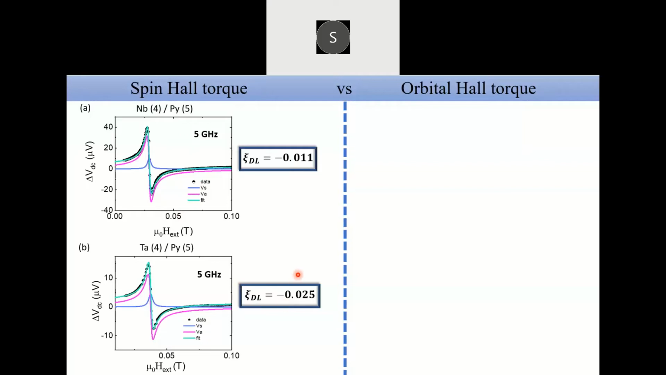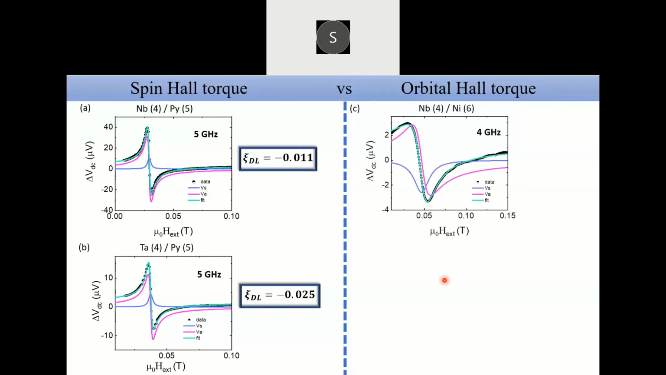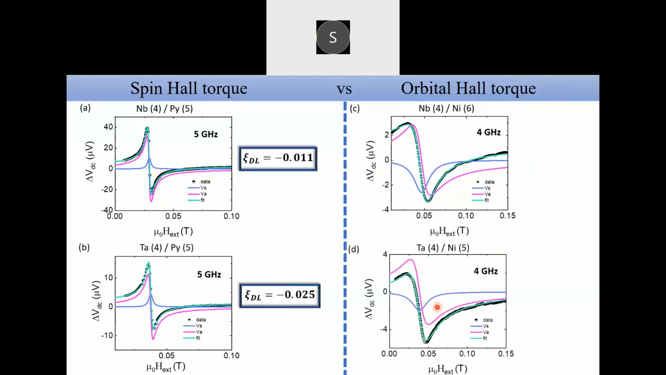But the surprising fact is that when we have taken nickel as a ferromagnet, in the niobium nickel case, we can see the symmetric component sign just reverses. And we have also observed a similar trend for tantalum, where the symmetric component sign changes. We have also varied the ferromagnetic thickness to obtain this damping-like torque efficiency, which we got as a positive value. And this sign reversal of the symmetric term cannot be explained by the framework of spin Hall effect.